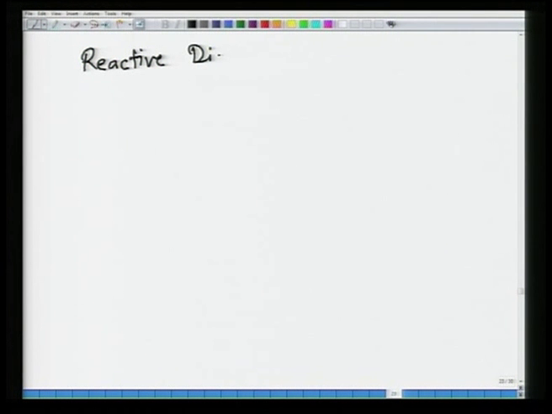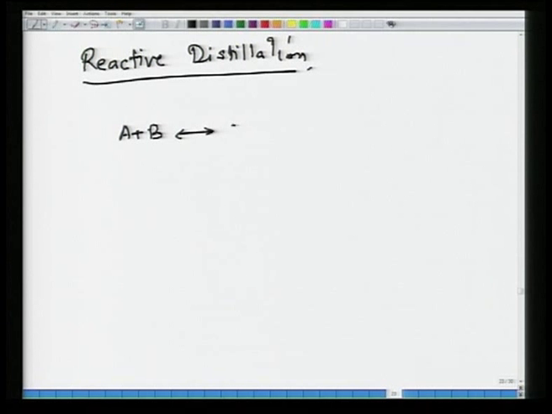And just to make a point here, say you've got A plus B, an equilibrium reaction, in equilibrium with C plus D. Let us say this is your reaction, and C and D are both valuable chemicals that can be sold in the market, value added chemicals.